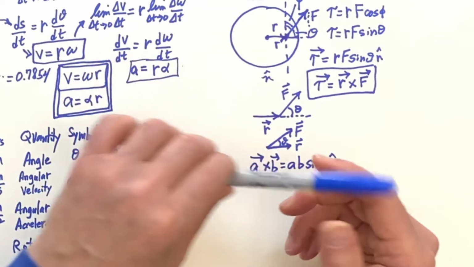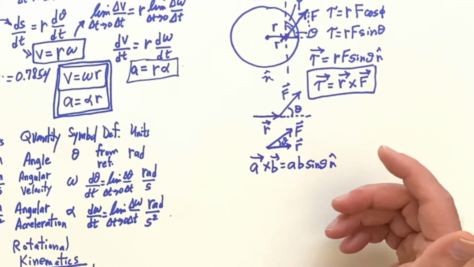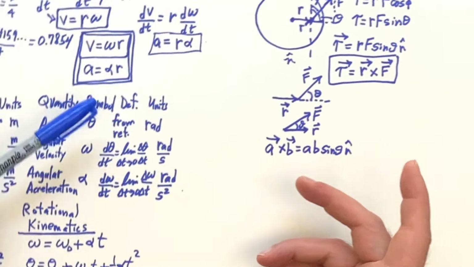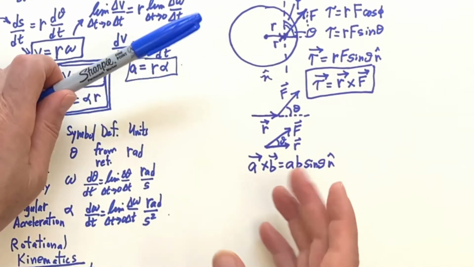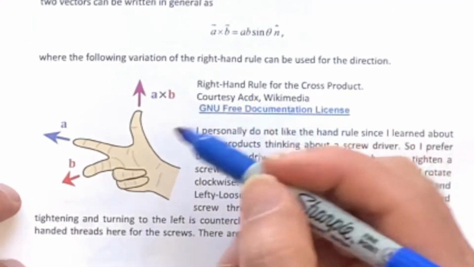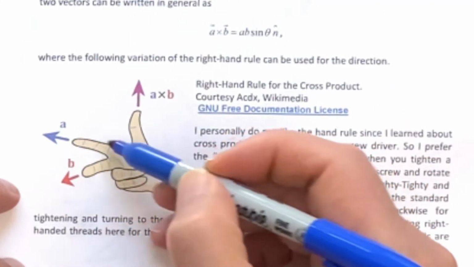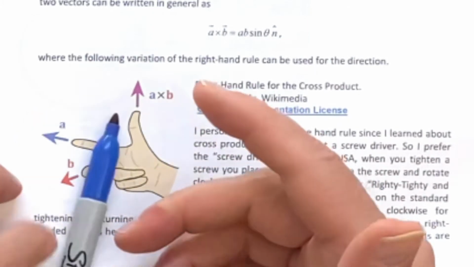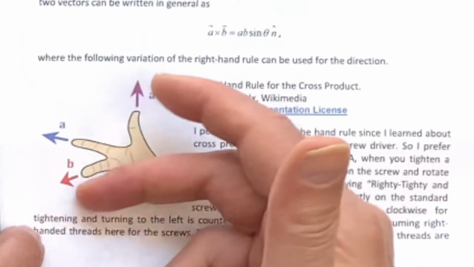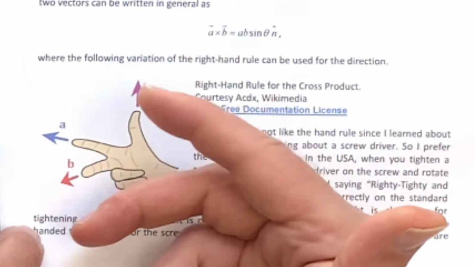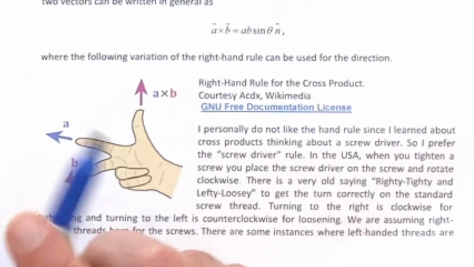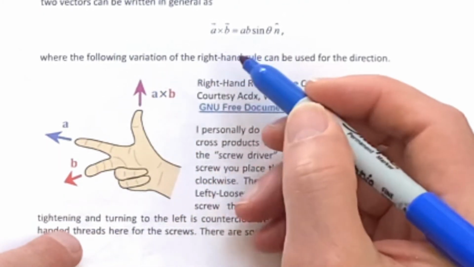And there's a neat way to get that direction with your right hand. We show the picture here. What we can do is put one finger here, this forefinger in the direction of A, then the index finger along B, and then you bring the A to the B, A cross B, and the thumb is pointing in the direction.